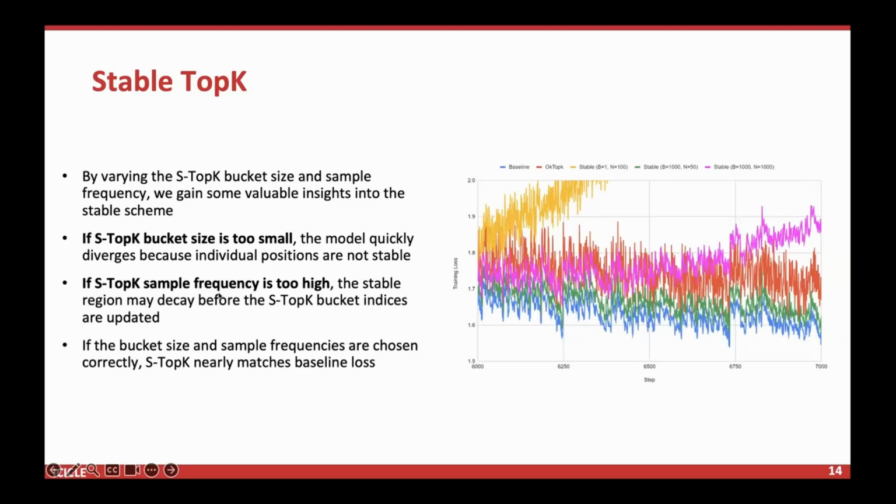But if the sample frequency is too low, the stable region may decay before the Stable-TopK bucket indices are updated. This is the pink line here. We use a bucket size of 1,000 and we communicate every 1,000 iterations, right? So this goes away because it doesn't track the change in the distribution. So there requires a hyperparameter finding phase, and if we can choose an appropriate bucket size and communication frequency, for example, this green line, with bucket size 1,000 and frequency of 50 steps, you see the training loss is pretty close to the baseline, right?